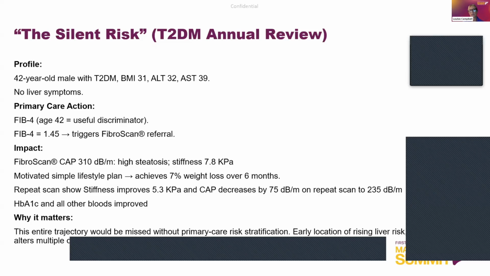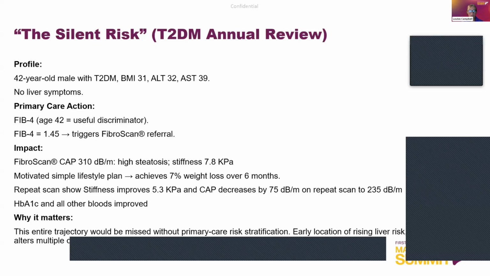So with simple lifestyle changes, he changed his weight by 7% in over 6 months. So the repeat FibroScan showed the stiffness was down to 5.3, and his liver steatosis was back into the normal range. It reduced by 75 decibels per meter, and it was down at 235. So we've gone from red on his liver fat and amber on his stiffness to actually green and green. And that's what they remember, that they see these improvements.